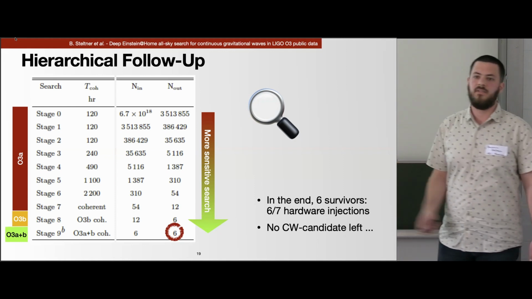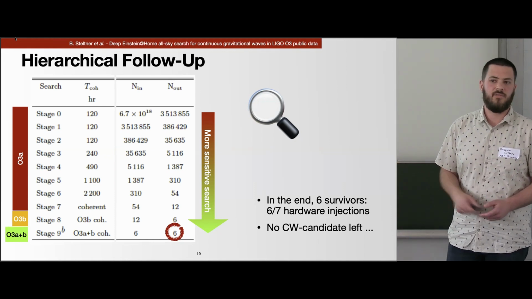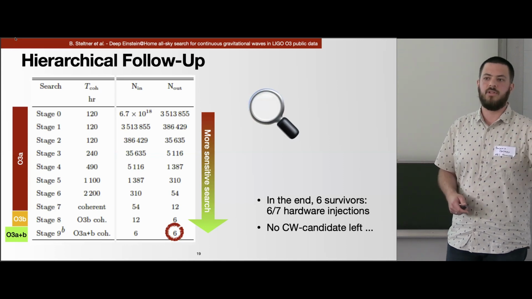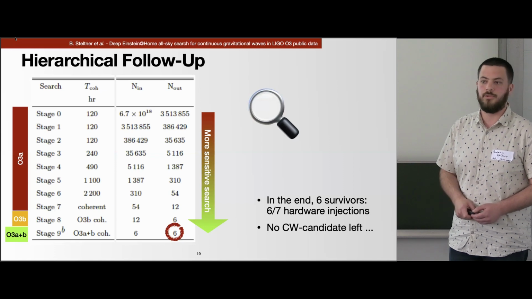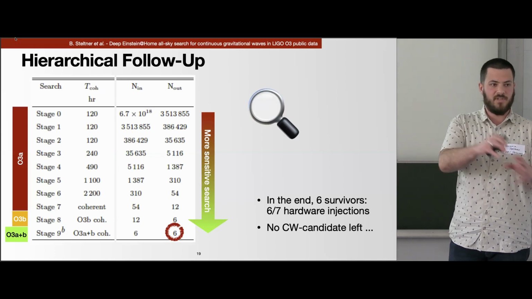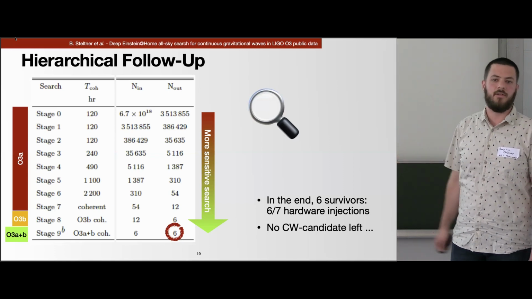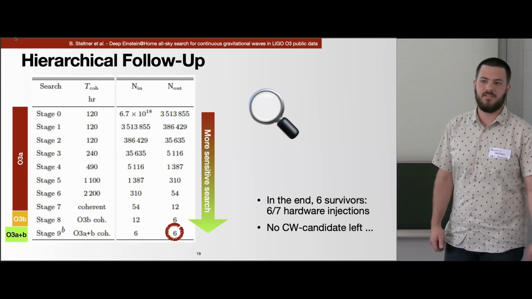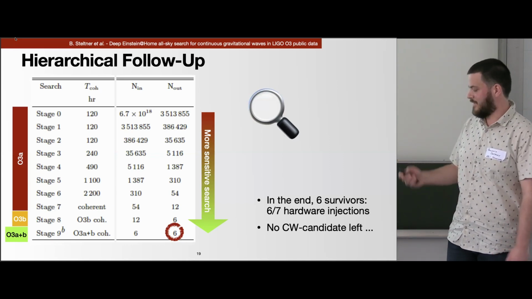And these 6 survivors were 6 of the 7 hardware injections, where hardware injections are fake signals put into the detector at the hardware level by actually moving the mirrors, which is really great for pipeline validation purposes, so you know that nothing went wrong from the data acquisition to data pre-processing, etc. And at the end, you have it at the end of your pipeline. Unfortunately, this means that there's no real or potentially astrophysical continuous wave candidate left.